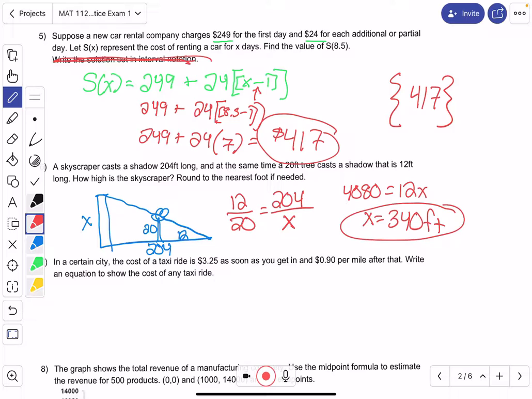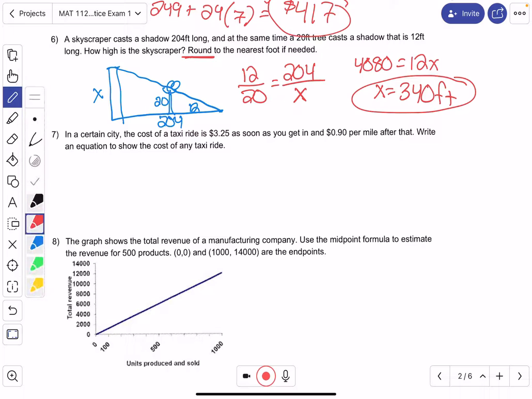Don't forget, units are important. If you don't put the units, you're going to lose credit. And had we come up to a decimal, we will want to make sure to round. So that's that problem. Number 7.